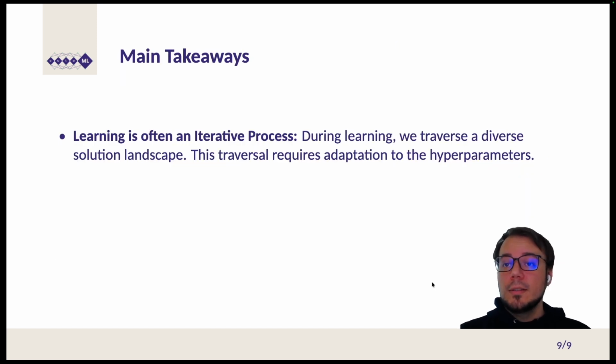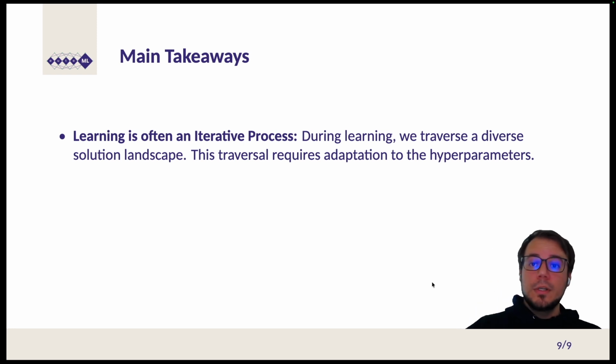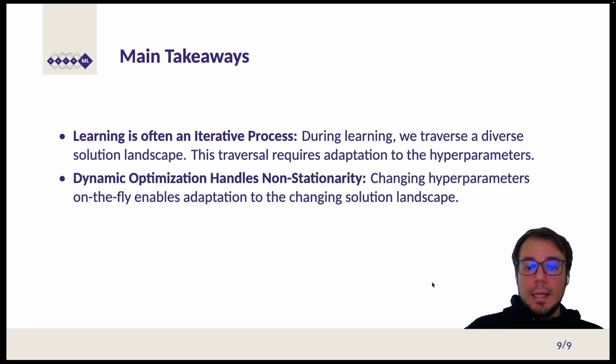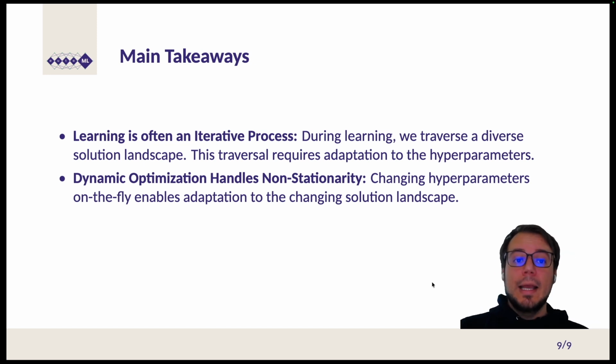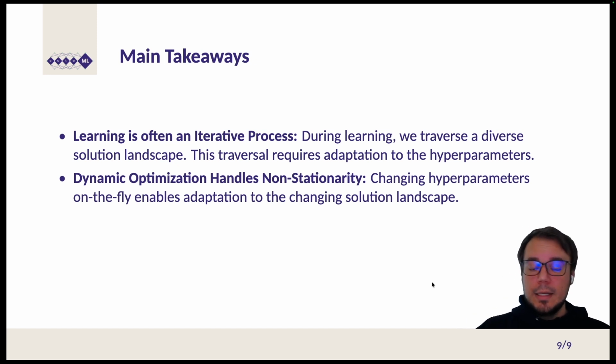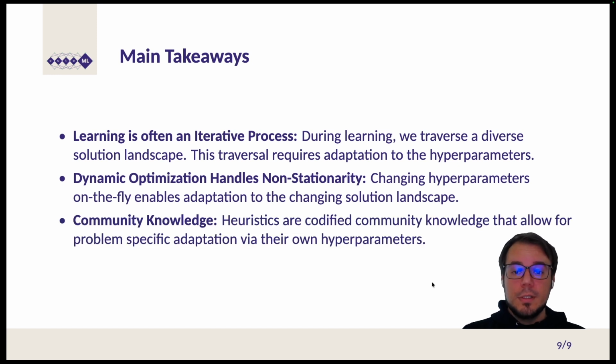The take-home message for you here is that learning is often an iterative process, right? We traverse a diverse solution landscape, and that traversal requires adaptation of the hyperparameters. Dynamic optimization is actually able to handle these non-stationarities, so changing hyperparameters on the fly is really crucial. We have so far discussed how heuristics, for example, could help us there. And it's also very important for you to recall that heuristics are a form of community knowledge and can help you already share some information across different optimization problems.